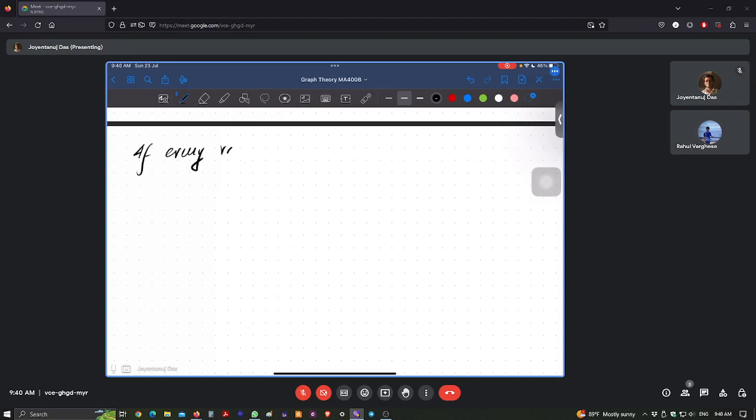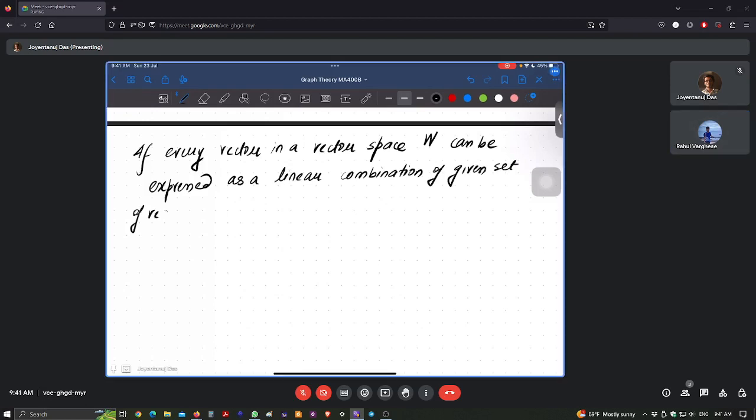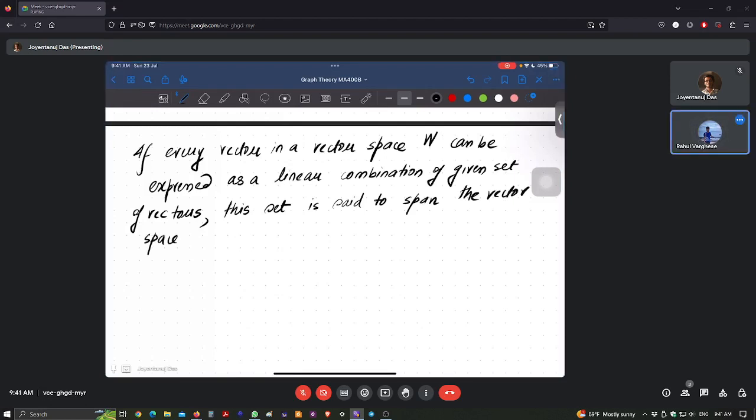So if every vector in a vector space W can be expressed as a linear combination of a given set of vectors, then we'll say the set is said to span the vector space W. Okay.